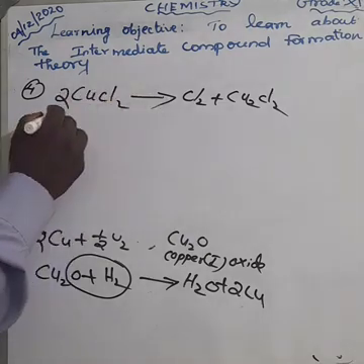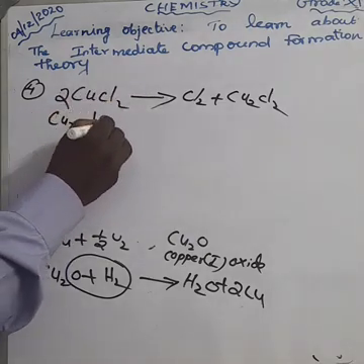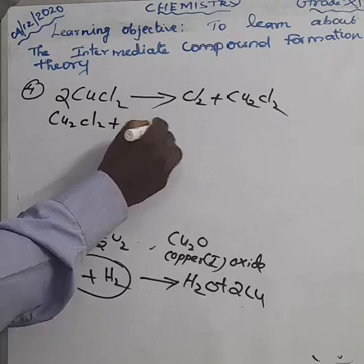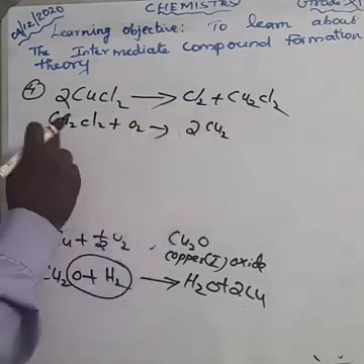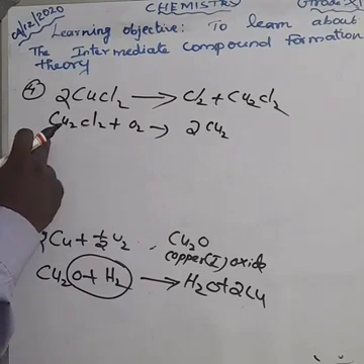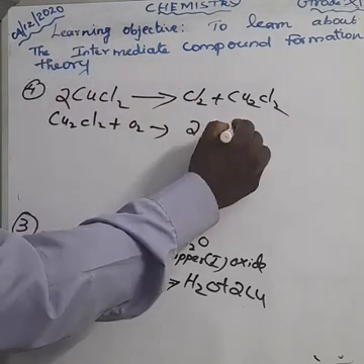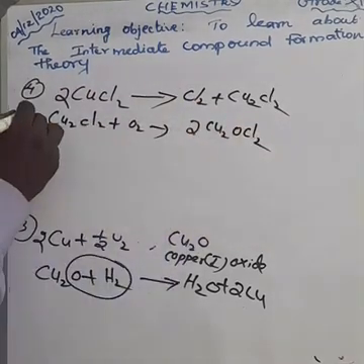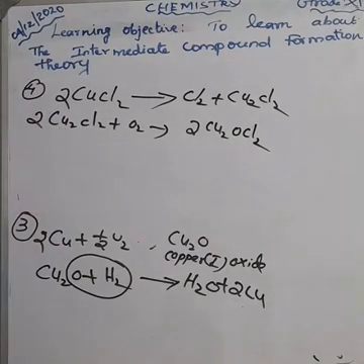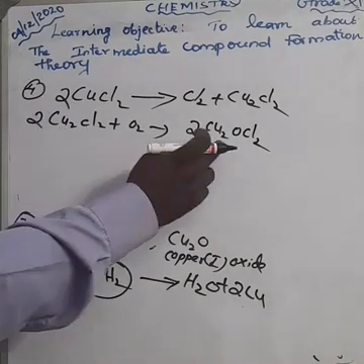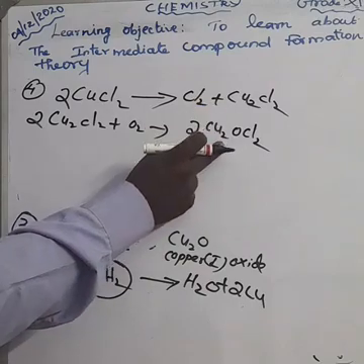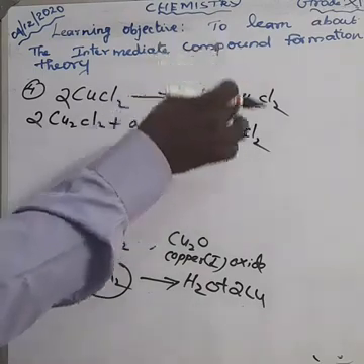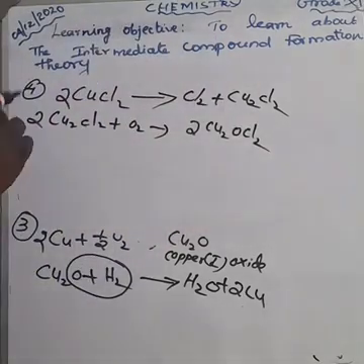Again we are taking Cu2Cl2. Again it reacts with O2. So what's the product? Cu2OCl2. 2 copper, make it 2. Now the equation is balanced. Here this is an intermediate. This intermediate product is a catalyst. This is an intermediate. Again it reacts with HCl.